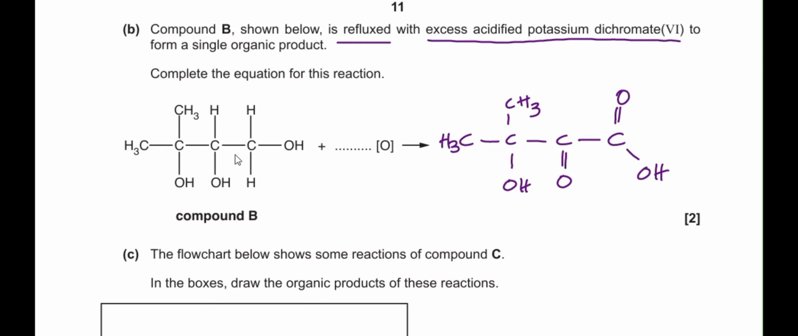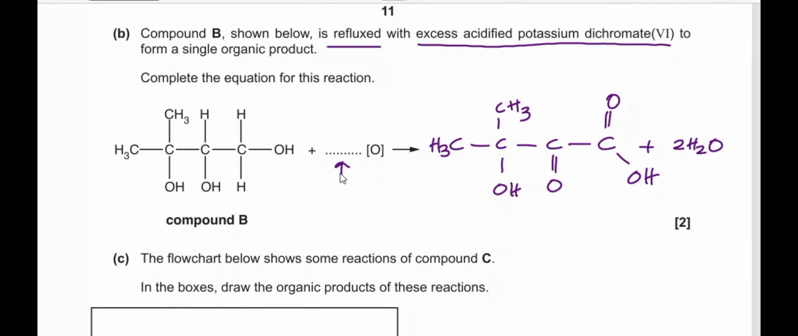Between the primary and the secondary alcohols, 2 water molecules are eliminated. Therefore, we should write here 2H2O to balance the equation. So to balance the oxygen, we can see that this oxygen and the 2 oxygens from the water molecules have come in additionally. Therefore, we need to write 3 here to fully balance the equation.